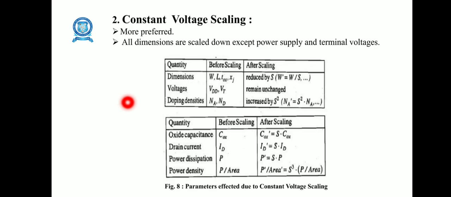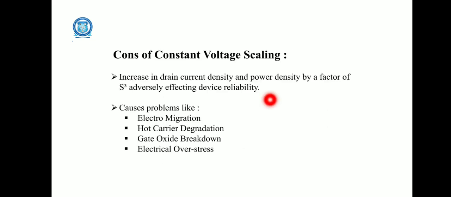The second type is constant voltage scaling. In this, only the physical parameters of the MOSFET are scaled down, so the gate length is decreased. This results in the short channel effect, which directly affects the drain current, and the drain current is inversely proportional to the gate length. The electrical properties are kept constant, and the terminal voltage is also kept constant. Here you can see the dimensions, voltages, doping densities, oxide capacitance, drain current, and power dissipation before and after scaling. The increase in drain current density and power density affects the device mobility, and also causes problems like electromigration, hot carrier degradation, gate oxide breakdown, and electrical overstress.